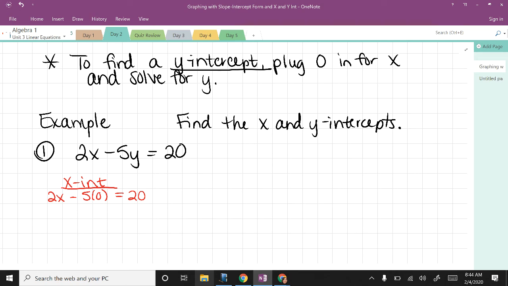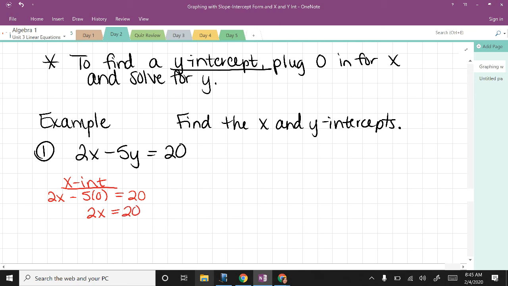So all I have to do is simplify that and solve the equation for x. And that'll tell me my x-intercept. Okay? So what is 5 times 0? So isn't 2x minus 0 just 2x? Yeah, so this simplifies to just 2x equals 20.